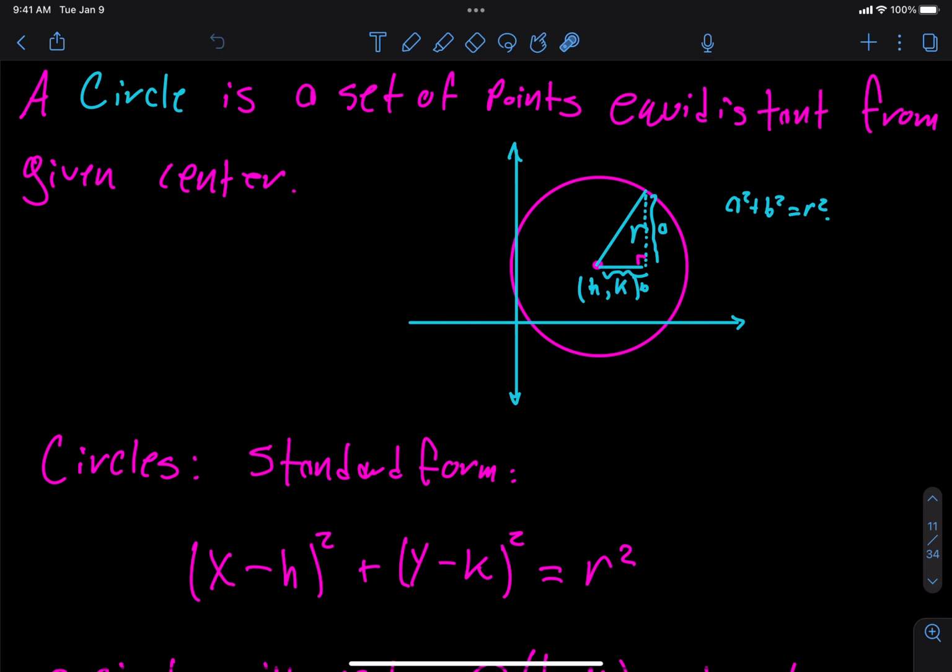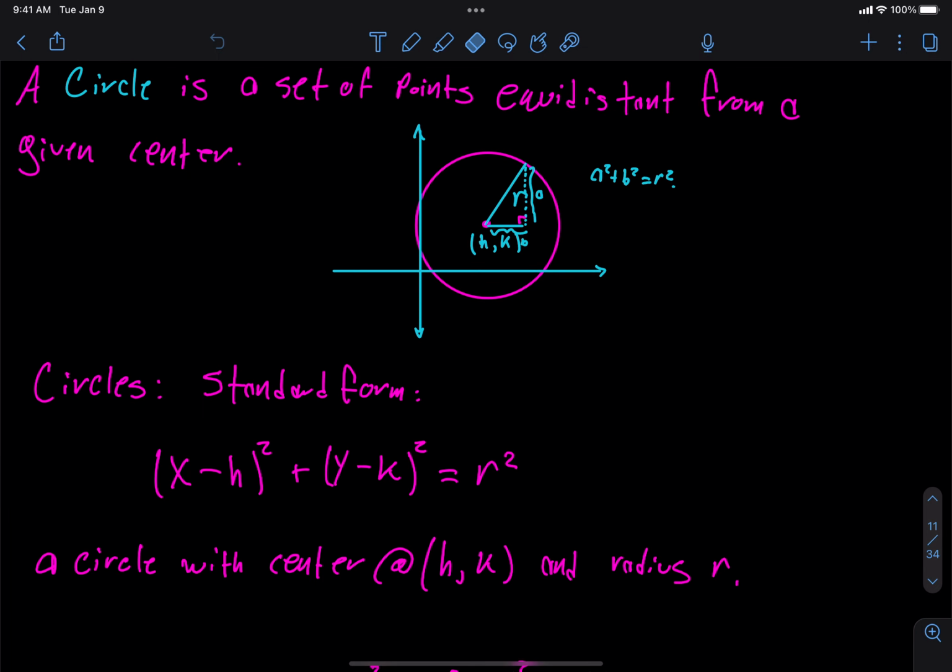And of course, the circle has standard form: x minus h squared plus y minus k squared equals r squared, where the center of the circle is found at the ordered pair h comma k, and the radius of the circle is r. One thing to keep track of is this is r squared, so the radius isn't just whatever's on the right-hand side. We have to take the square root of that number.